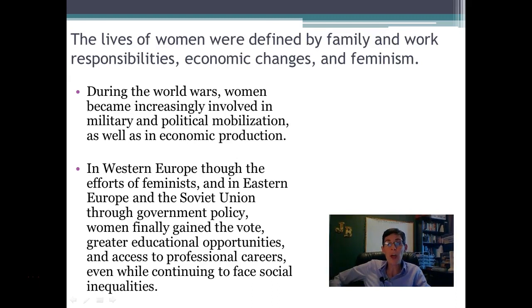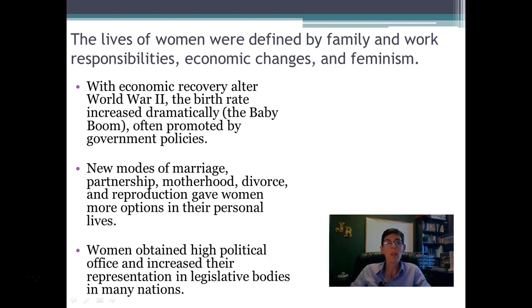The lives of women were defined by family and work responsibilities, economic changes, and feminism. So during the World Wars, women, like I said, became increasingly involved in military and political mobilization, as well as in economic production. Now, in Western Europe, through the efforts of feminists, and in Eastern Europe and the Soviet Union through government policy, women finally gained the vote. They got greater education opportunities, access to professional careers, even while continuing to face social inequality. So the fact that women were able to make the strides that they made in spite of these pre-existing social inequalities is really tremendous.